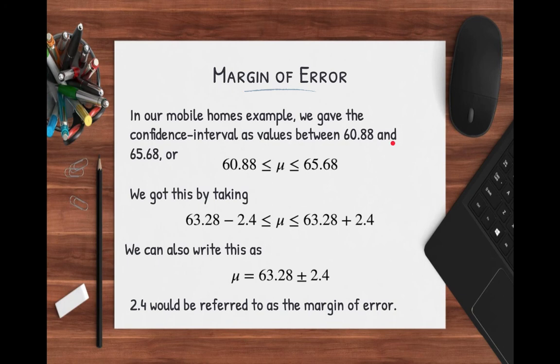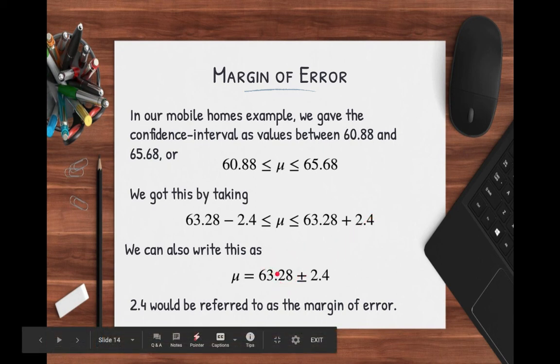So we also talk about our margin of error. One way is to say, here's the confidence interval. The other is to say, this is my point estimate, and this is how much error I think I can have. Because we got our interval by taking the point estimate, adding and subtracting this 2.4. So we could refer to this as 63.28, that's my point estimate, plus or minus 2.4. This would be our error. So we would call 2.4 our margin of error.